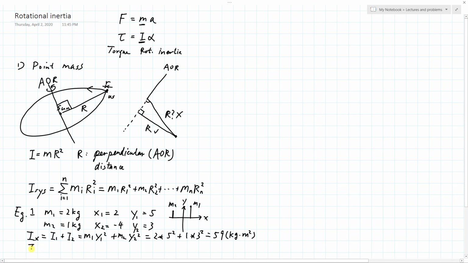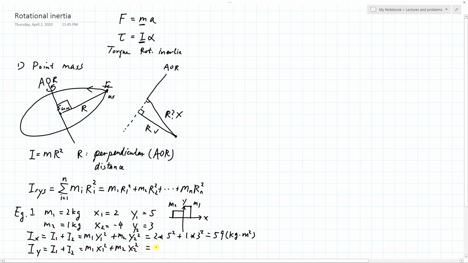So let's ask a second question, rotational inertia around the y-axis. So now the distances will have to change. m1 is this far from the y-axis, exactly x1 away. m2 is exactly minus x2 away. Since we're squaring the coordinates, it doesn't really matter. So now I1 plus I2 involves m1 x1 squared plus m2 x2 squared, because the x coordinates now serve as the exact distance to this new axis of rotation.